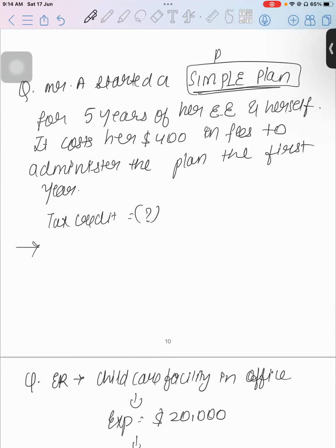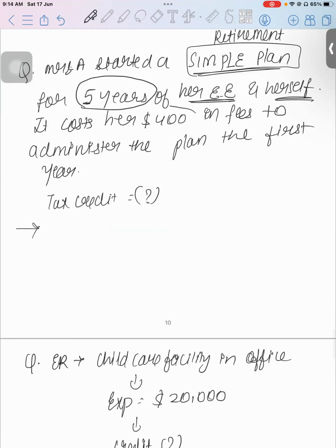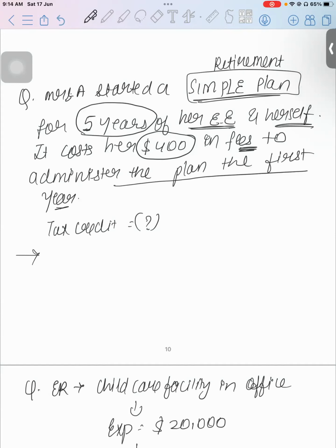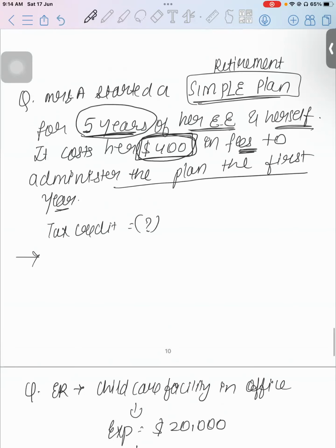Okay. Next, Mrs. A started a SIMPLE plan. SIMPLE plan is a retirement plan. So she took a retirement plan, which has been in existence for 5 years, for her employees and herself. It cost her $400 in fees to administer the plan the first year. So in the first year she expensed $400. Now it is the fifth year. How much credit can she take in the fifth year? Can anyone relate this topic with any of the credits?